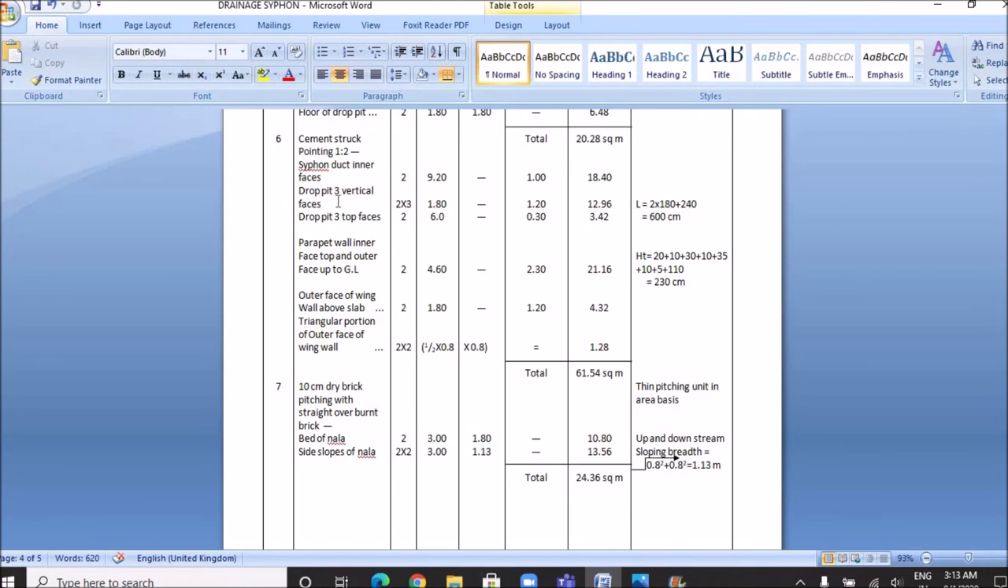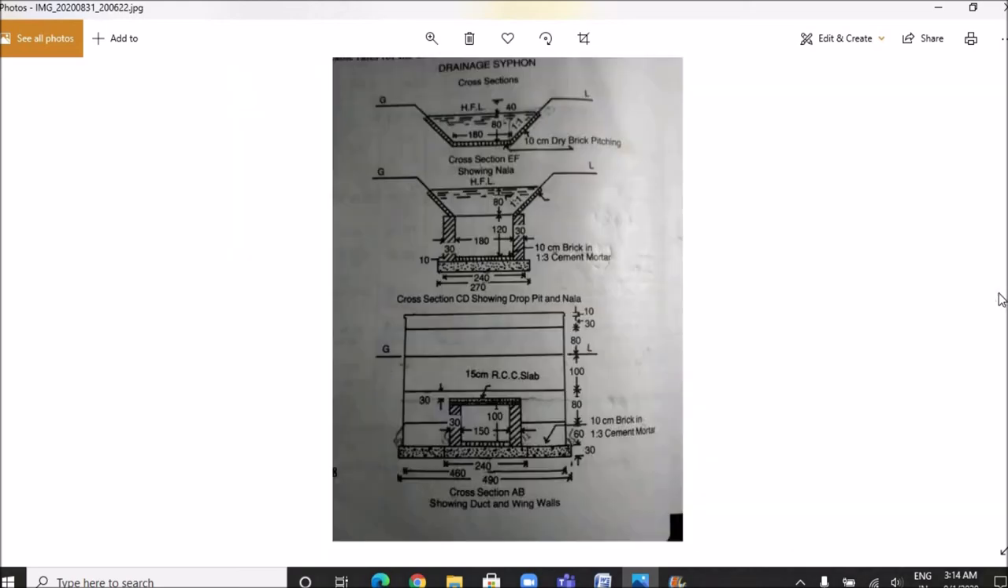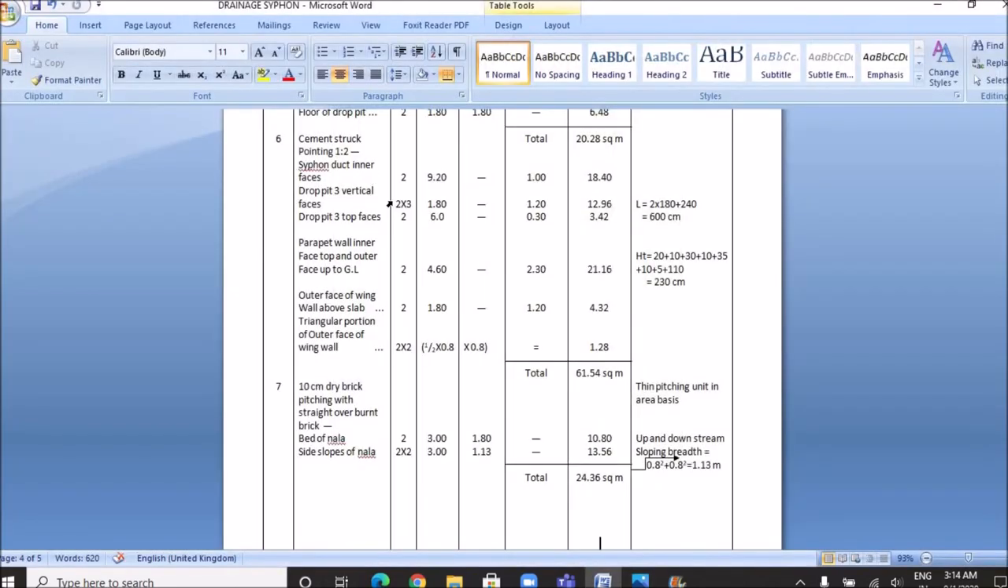Then drop pit, 3 vertical faces. So there are a total of 2 drop pits and we have to calculate the cement pointing work for its 3 vertical portions. This is the first vertical face, second vertical face and third vertical face. So its length is 1.8 meter, whereas the height is 1.2 meter if you see the cross section of the drop pit here. So the quantity is calculated as 2 into 3 into 1.8 into 1.2, which is equal to 12.96 square meter.